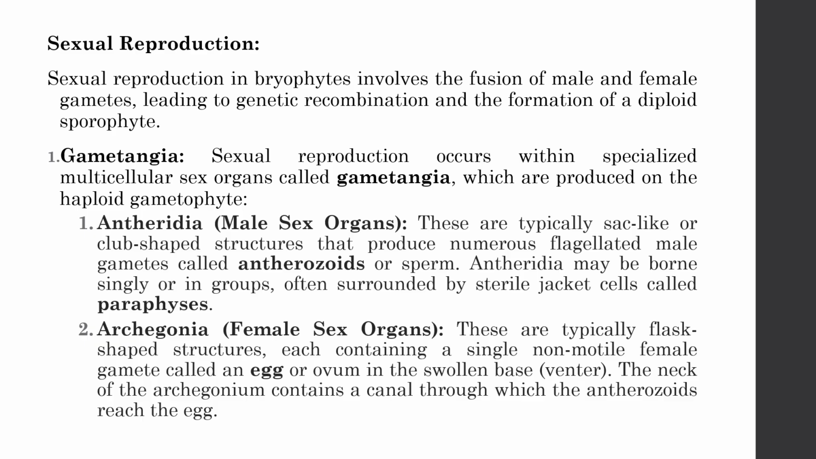When the plant matures, it develops a male sex organ called antheridia. These produce gametes, small flagellated structures called antherozoids. These antheridia may be single or in groups. They are highly protected by jacket layers, and these are called paraphyses. This is the general structure of antheridia.